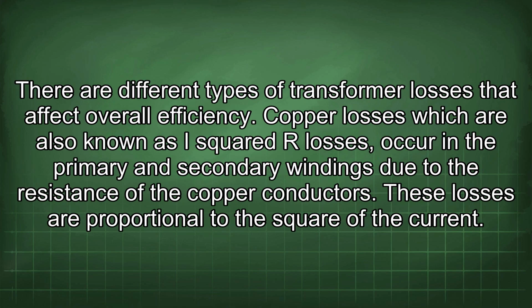There are different types of transformer losses that affect overall efficiency. Copper losses, which are also known as I²R losses, occur in the primary and secondary windings due to the resistance of the copper conductors. These losses are proportional to the square of the current.